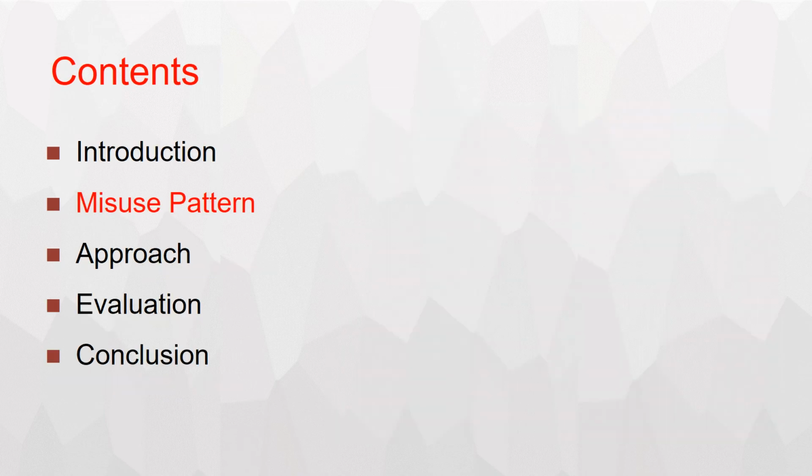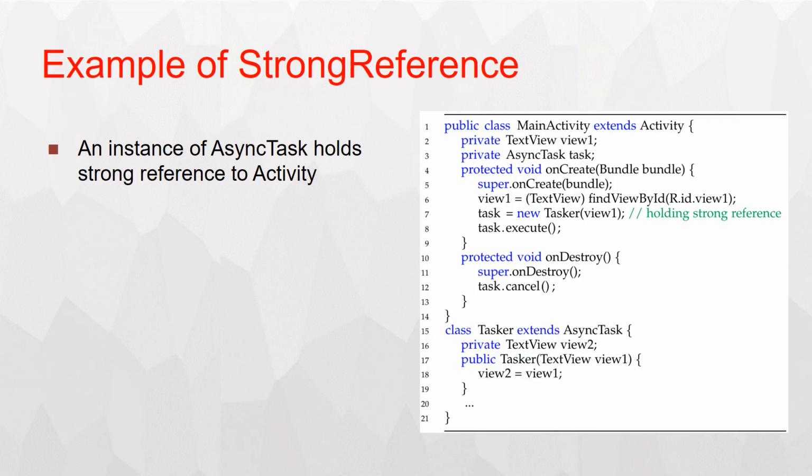As I said before, the improper use of async task can cause problems. In accordance with these problems, we proposed 5 misuse patterns. We will use some examples to explain these patterns. Strong reference.